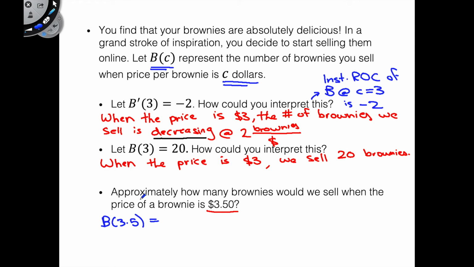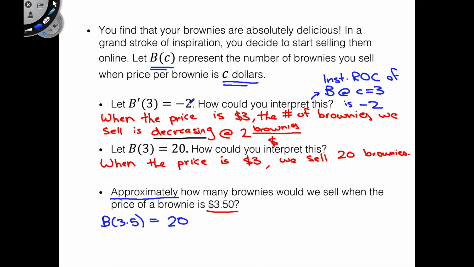We don't know what that function is, so we can't just plug in 3.5 and get something. However, notice that this question is asking us just for an approximation, right? We want to know approximately how many brownies we might sell. So we have a little bit more flexibility now. We don't need an exact answer, we just want to estimate. So let's see if we can use any of this previous information to our advantage. Well, we know that it's probably going to be close to b of 3, because 3.5 is close to 3. So let's put that in there. So we have this 20 here.